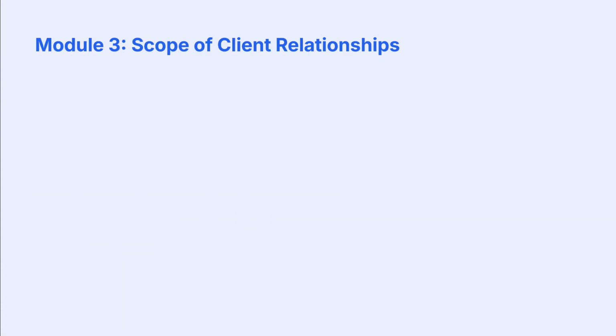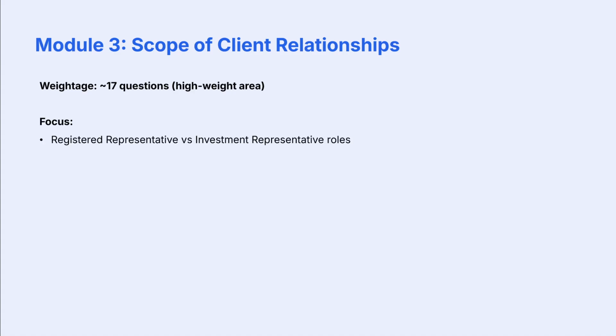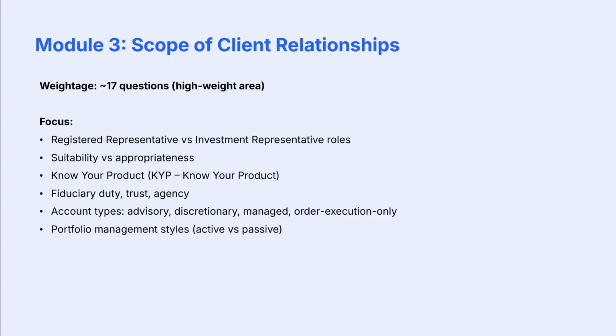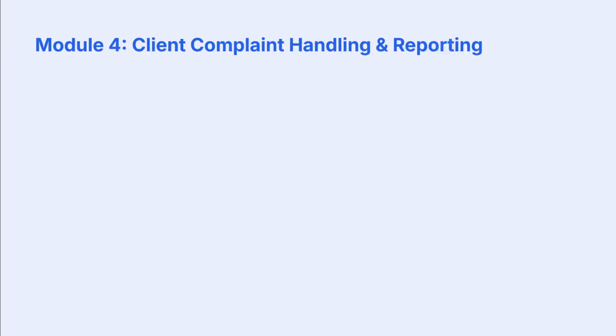In the third module, scope of client relationships, it's very important. 17 questions would be there, roughly 17 questions, not exactly. Registered representatives versus investment representative rules, suitability versus appropriateness, know your product, fiduciary duty, trust, agency, account types, advisory, discretionary, managed, order execution only, portfolio management styles, active versus passive. We are going to discuss that in the upcoming videos. Cross border clients.